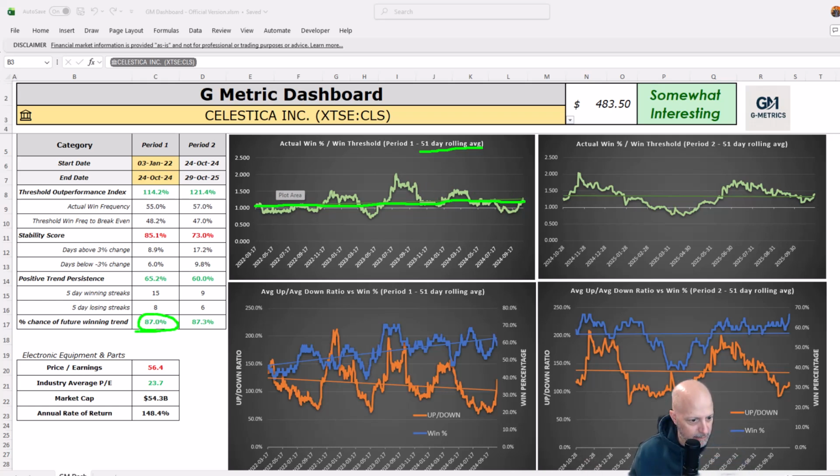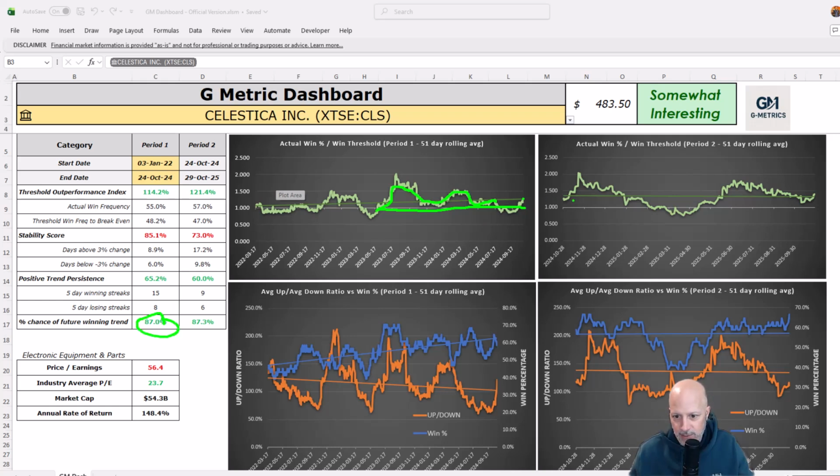So how do I get this data down here? The 87% chance of a future winning trend. Basically, I look at the trend line, I take the last data point, and then I look at the standard deviation of all these data points here, and then I can use statistical analysis to determine the likelihood of a continued positive trend, so that the number is going to be above this line here. And basically that comes out to 87%.